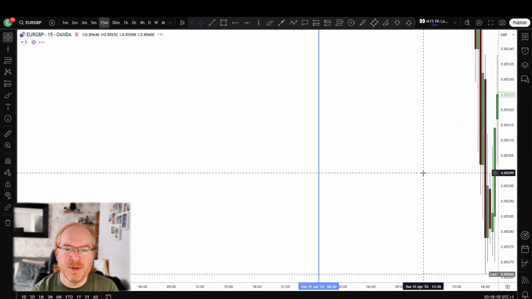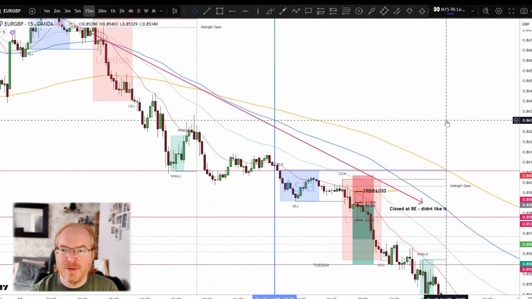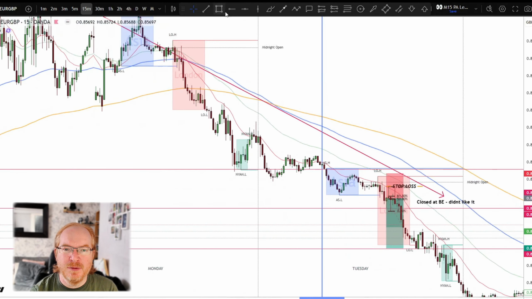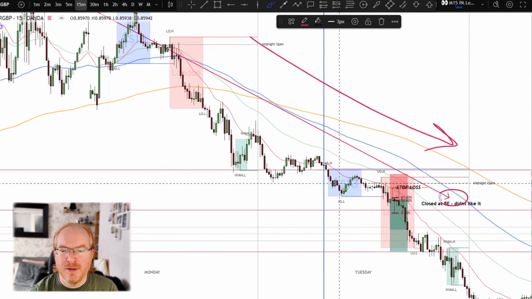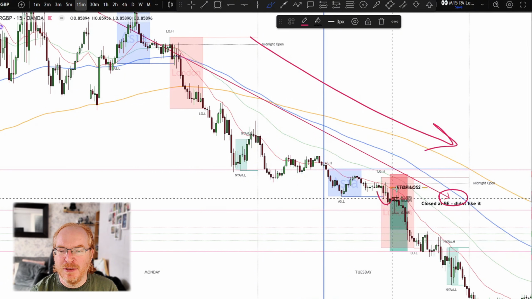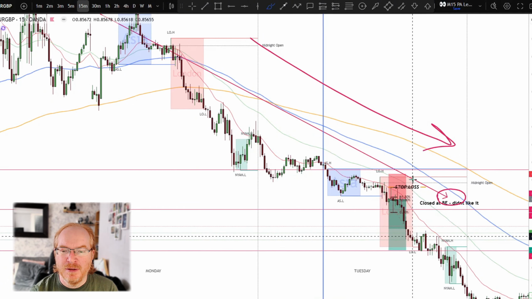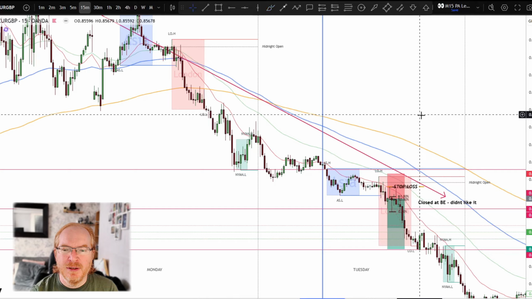So we're on Euro Pound, as you can see on the 15-minute chart. Again, same again. Just highlight it for you now. General downtrend, as highlighted here, and then would come out the Asian session, pick up the continuation. Pretty good setup really, to be honest.